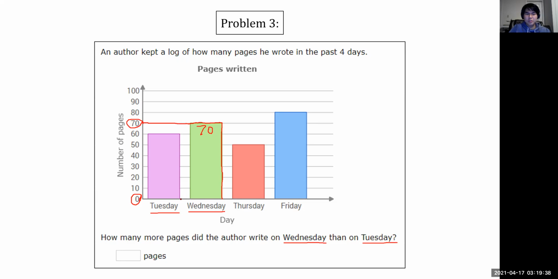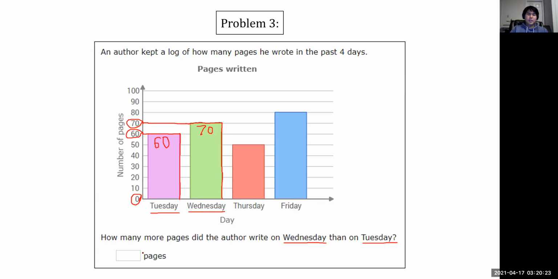And now I'm going to do the same thing for the Tuesday bar. I'm going to start from the bottom here, this bottom horizontal axis, from position 0, and trace a vertical line upwards until I reach the top of this bar. And this is where it stops. This is the top of the bar. And what I'm going to do is trace a horizontal line all the way to the left in order to reach the vertical axis. And so what I get is that the author wrote 60 pages on Tuesday.